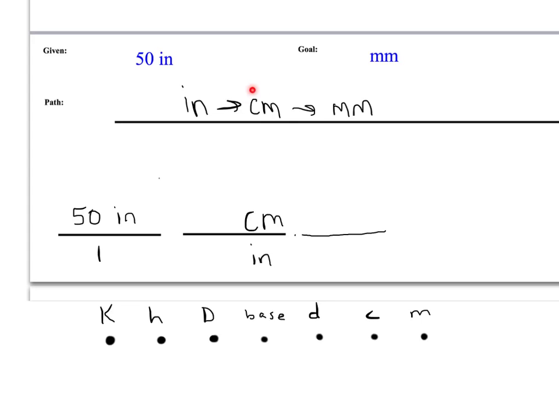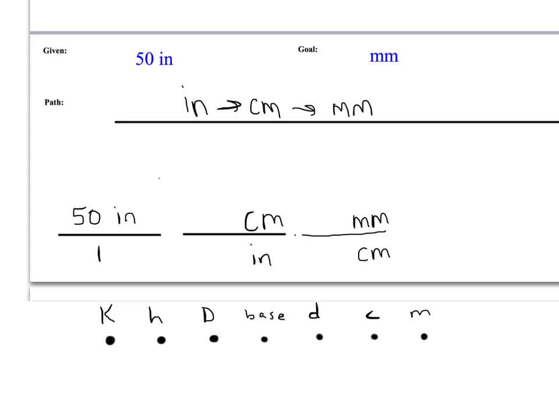And I need to go from centimeters to millimeters. Currently, centimeters is in the numerator, and I need it to cancel. So I'll put centimeters in the denominator of the next line. And since I'm trying to go to millimeters, I'll put millimeters in the numerator of the next line. And that is the first thing you do. Set up the units. Don't worry about the numbers. After you're satisfied you've set up the units correctly, then you can go back and put the numbers in.